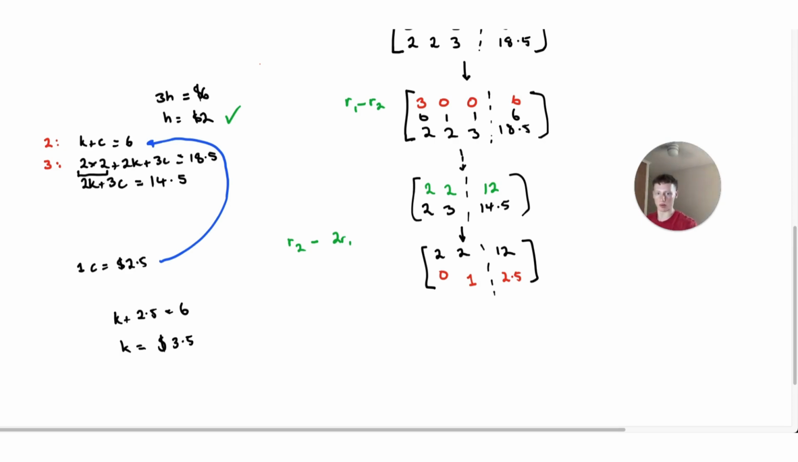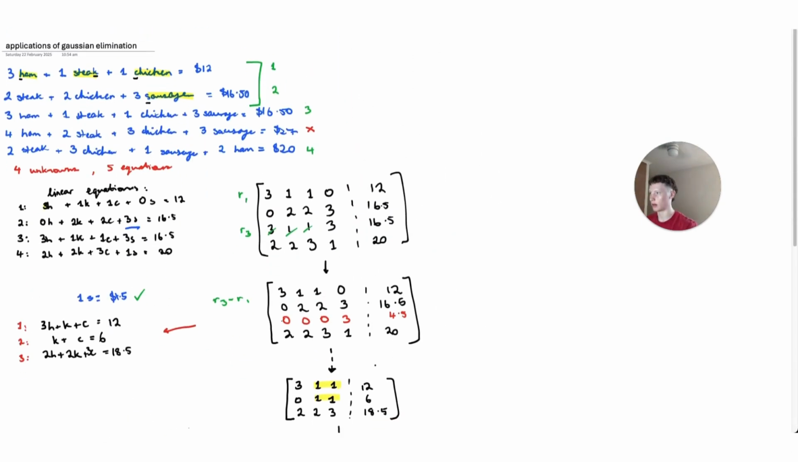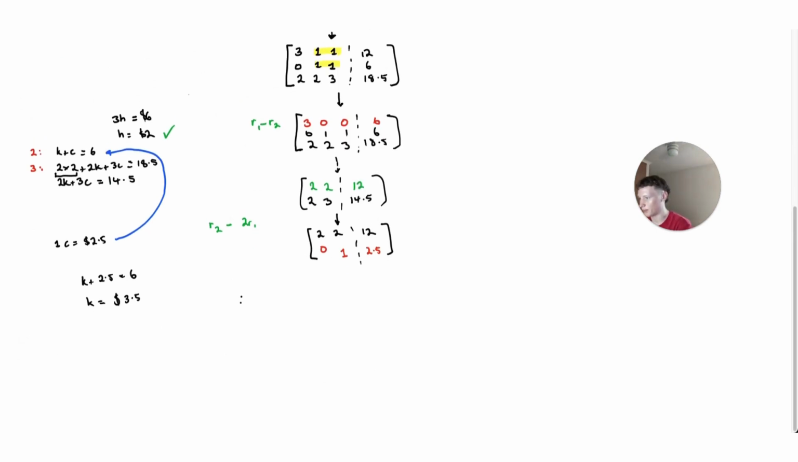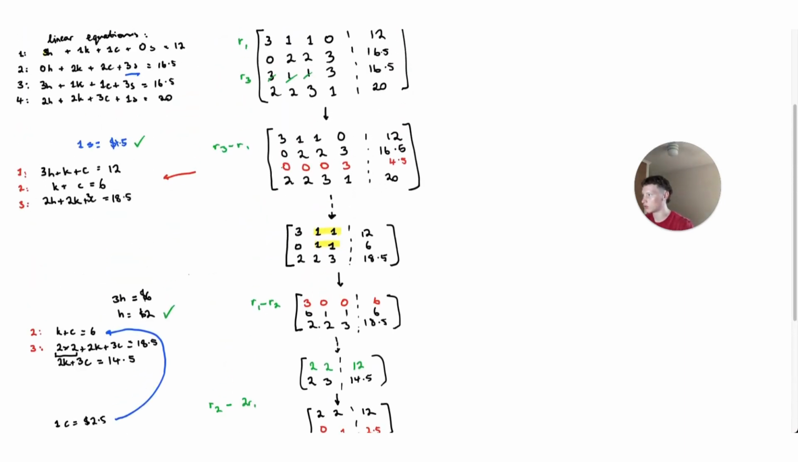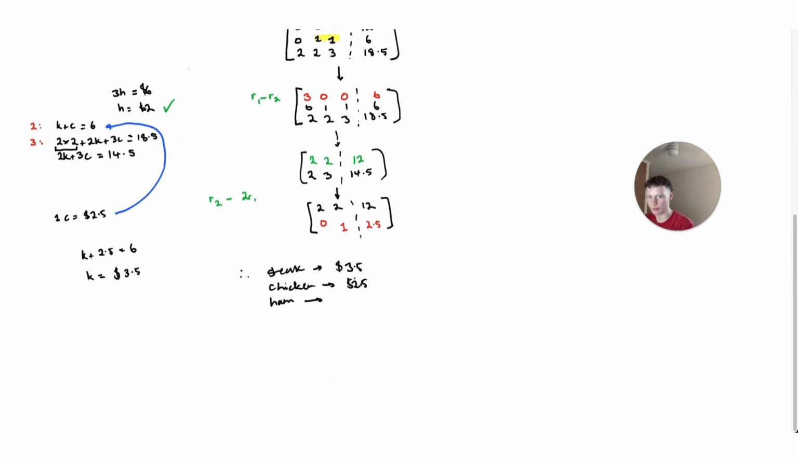And so overall then, for all of our items of food, we can say that a steak burger is $3.5. We can say that a chicken burger was $2.5, we can say that our hamburger was $2. And then finally our sausage was the very first one, and that was $1.5.